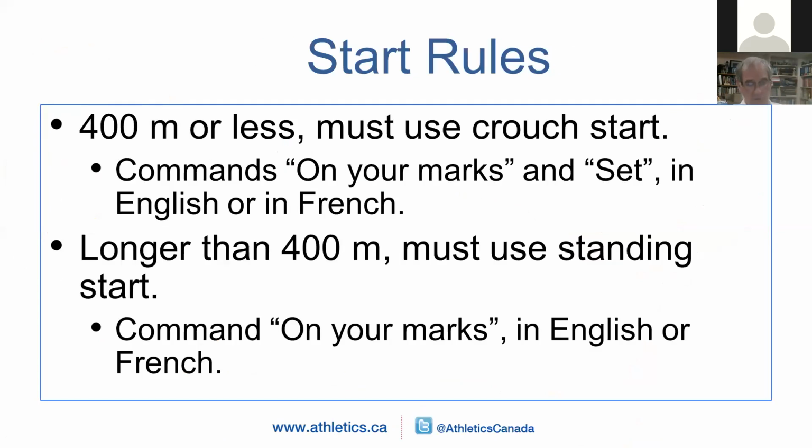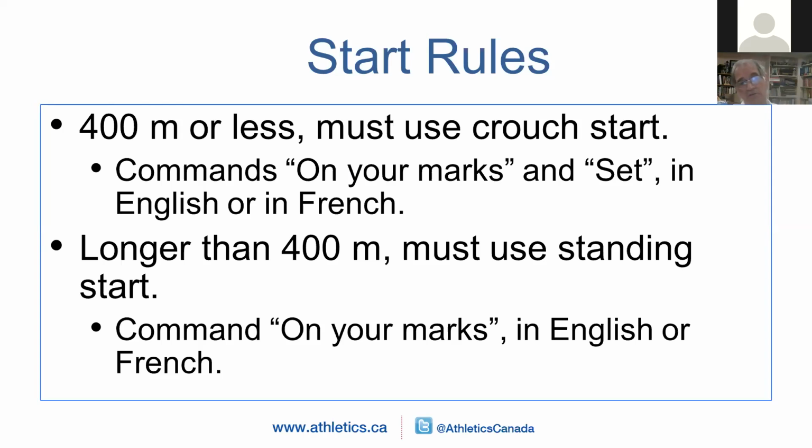So the start rules, for 400 meters or less, it must use a crouch start. In other words, blocks, commands, on your marks, and then set. In English or in French or in your own language is the way the rules are written. In Canada, that basically means English or French because those are two languages spoken in Canada.